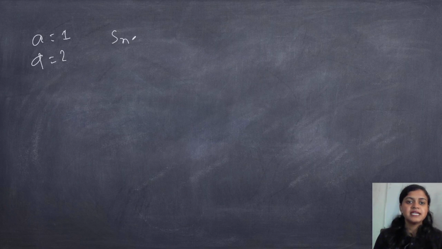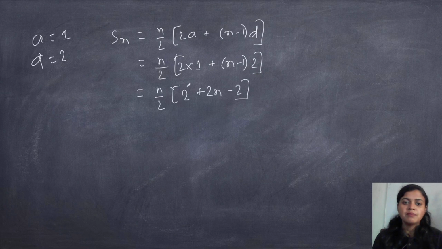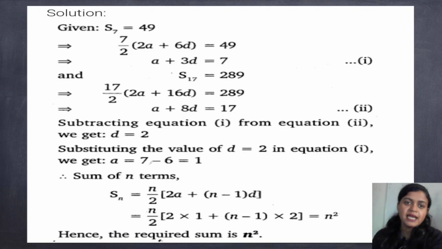So we'll find Sn. The Sn formula we know is n by 2 into 2a plus n minus 1 into d. n is unknown, a is 1, d is 2. So n by 2 into 2 into 1, that is 2, plus 2n minus 2. The 2 and minus 2 cancel out. So n by 2 into 2n, the 2s cancel out, and n into n means n square. So the answer is n square. In the next slide you can see the detailed solution.